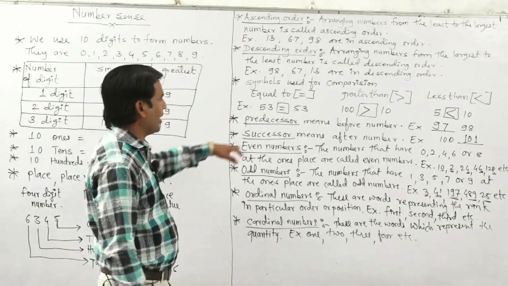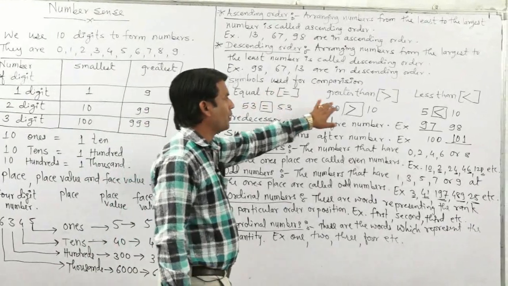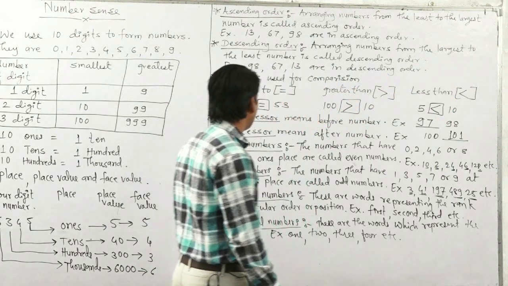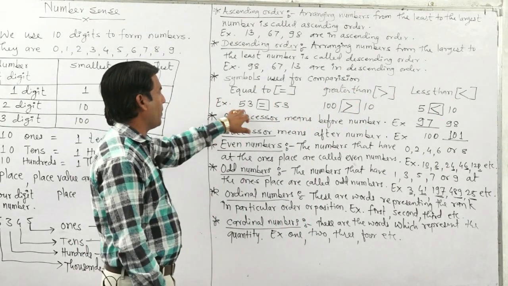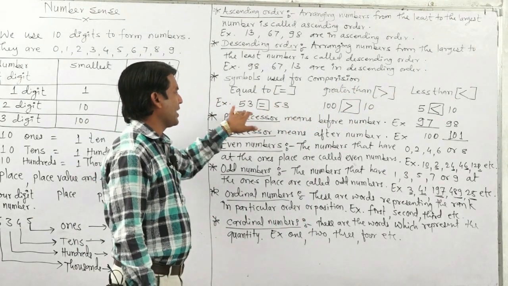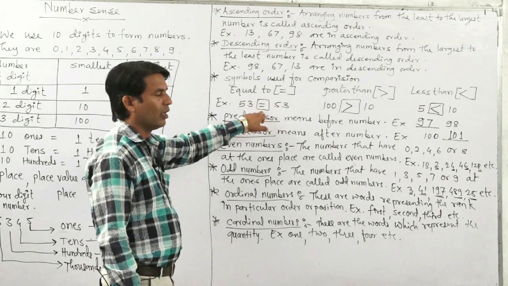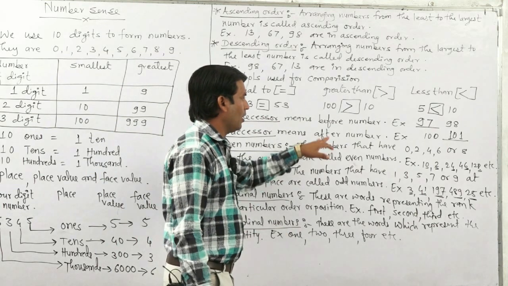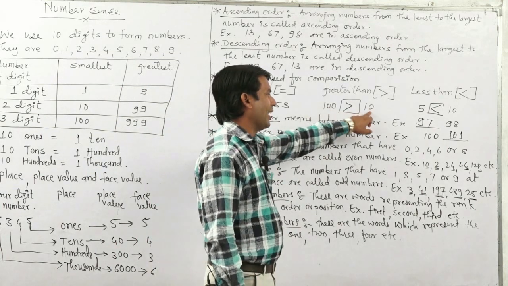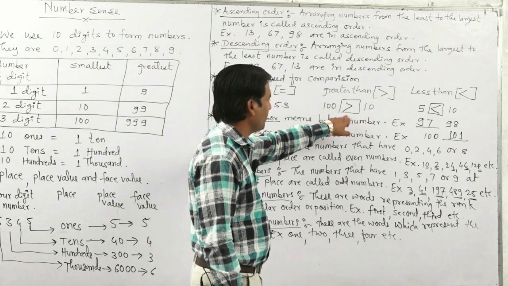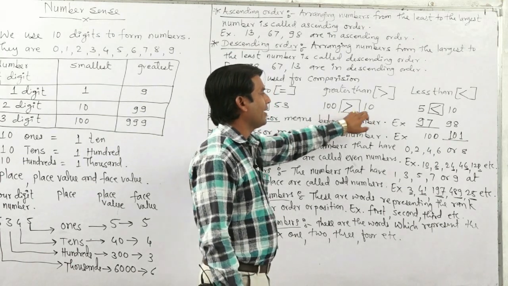After that, we use some symbols for comparison between two numbers. Number 1 is the symbol equal to, number 2 is greater than, and number 3 is less than. Let us see here, two numbers are the same. They are equal. That's why we put here the symbol of equal to. In the second example, 100 is greater than 10. So we put here the greater than symbol.